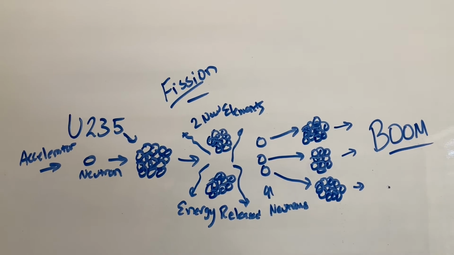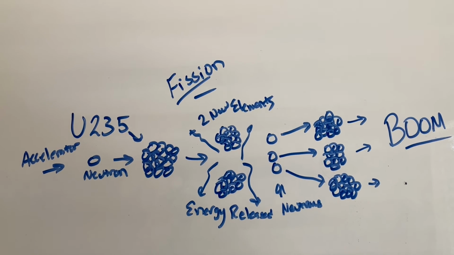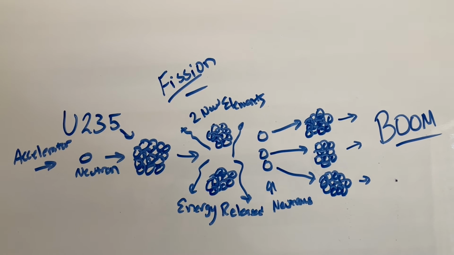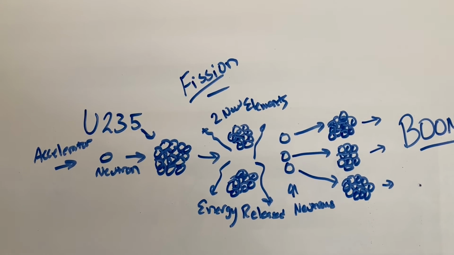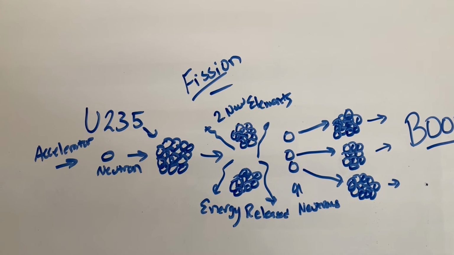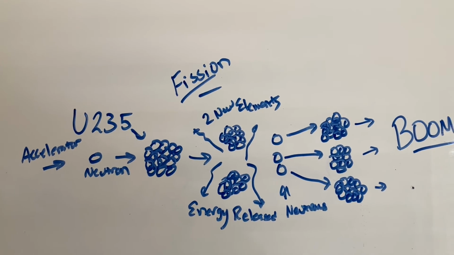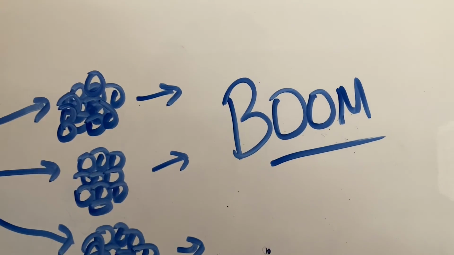In that fissioning, 2 new elements instantly form, an abundance of energy is released, and 3 new neutrons are formed as a result. Those 3 neutrons are expected to continue the chain reaction, fissioning more and more nuclei until eventually you have the end result: a massive explosion.